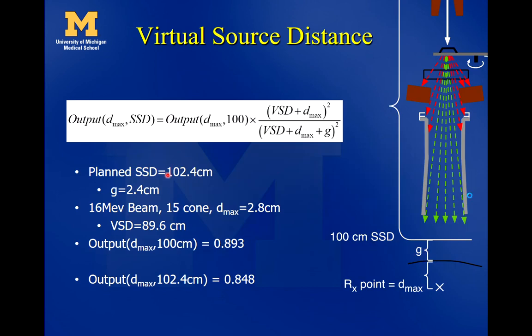And here's the formula that can be used for virtual source distance. It's the output at Dmax at 100 times, and this is just an inverse square law type scaling: virtual source distance plus Dmax, squared, divided by virtual source distance plus Dmax plus the gap. And the gap is basically the difference between 100 centimeter SSD and the surface you were actually treating. So when you ran through this, you could take this output and adjust it to this other output using the virtual source distance formula.